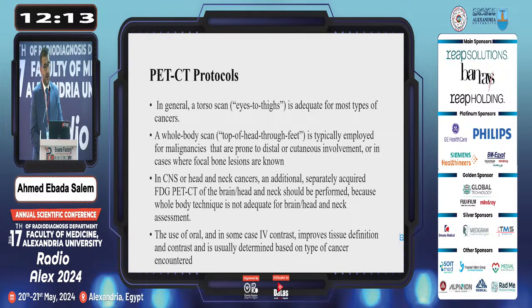In general, we use an eyes-to-thighs scan, but again, depending on the type of cancer we're imaging, we can adjust this protocol. Usually in cases where there are malignancies that are known to metastasize to the distal bones or skin, we get a whole body, from top of head to the feet. In patients who are known to have a head and neck cancer or brain malignancies, we usually get a dedicated CT in addition to a PET-CT of this region. Use of oral and IV contrast: there are a lot of different protocols for that. Some institutions actually do not use oral and IV contrast, but again, it depends on the type of cancer we're imaging.